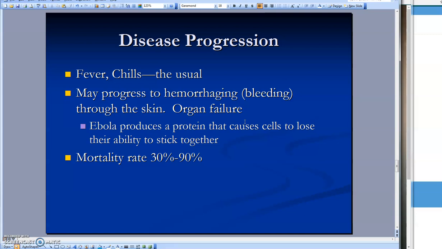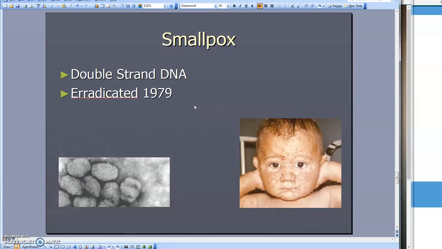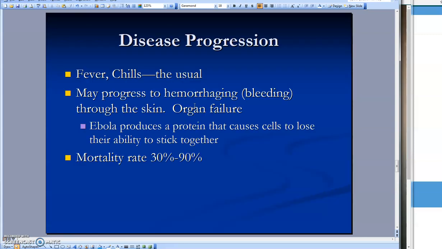But it's the bleeding, and once you get to a certain point, your organs start failing. It's a pretty nasty virus. No real cure. The only way to really heal yourself from this is to allow your immune system to take care of it. It's really a race between the disease and your immune system.